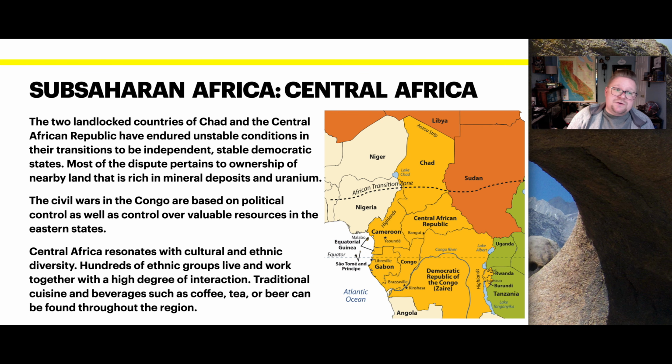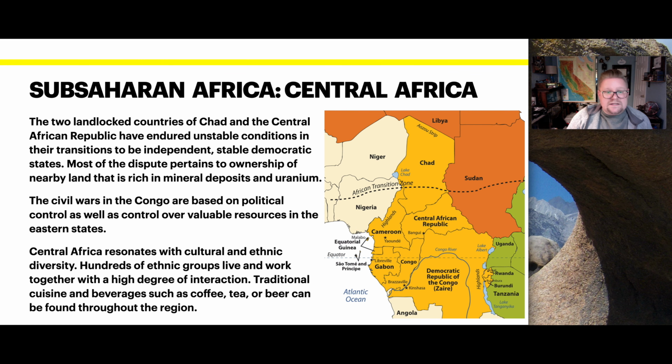Now looking at Central Africa. The 2 landlocked countries of Chad and the Central African Republic have endured unstable conditions in their transition to be independent, stable democratic states. Most of the dispute pertains to the ownership of nearby land that is rich in mineral deposits and uranium. The civil wars in the Congo are traditionally based on political control as well as control over valuable resources in those eastern states.